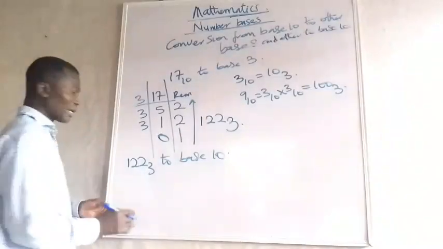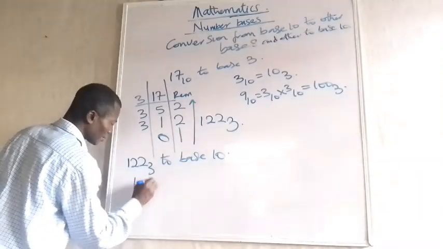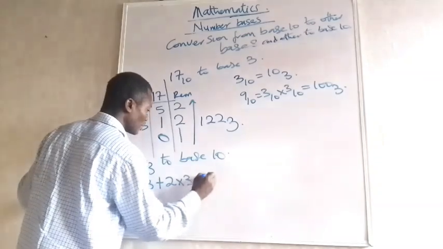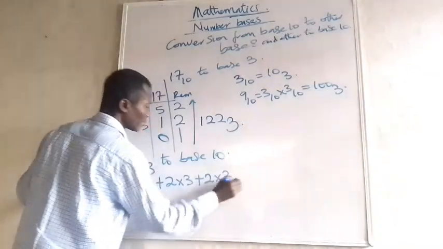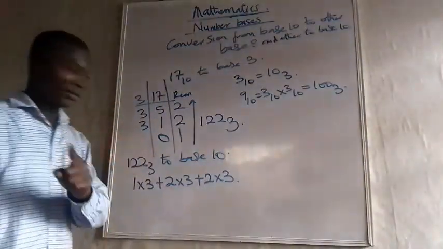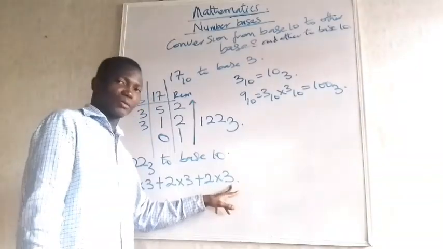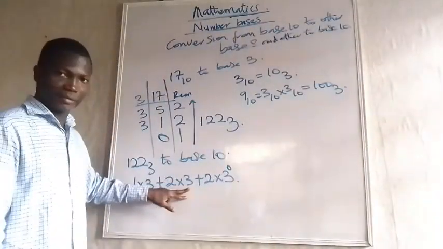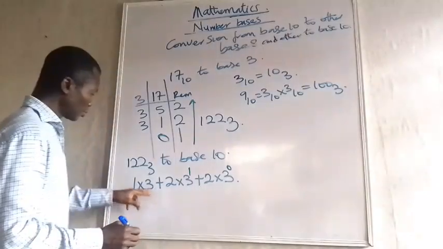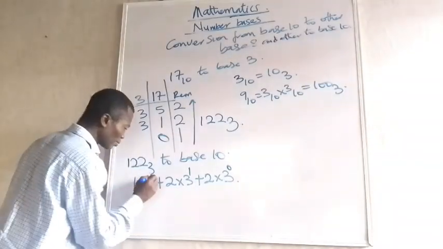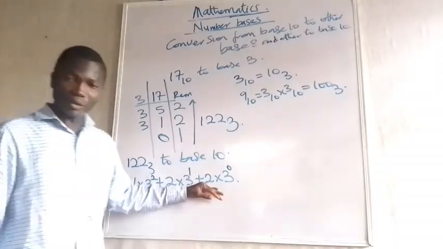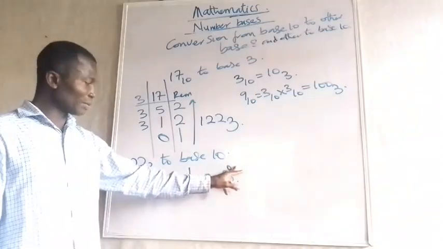So, what am I going to have? I'm going to have 1 times 3 squared plus 2 times 3 plus 2 times 3. Remember, like we did before, this is ordinary units. So this is 10 to the power 0, this is 10 to the power 1, this is 100, raised to power 2. Remember, we start from this place, because the last one is units. So this 3 here will be raised to power 0.